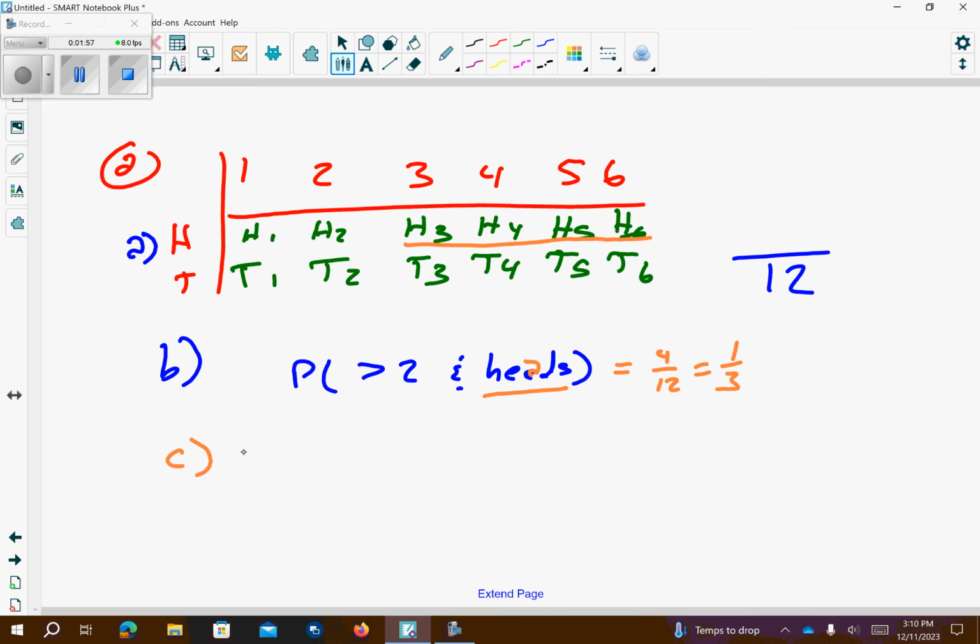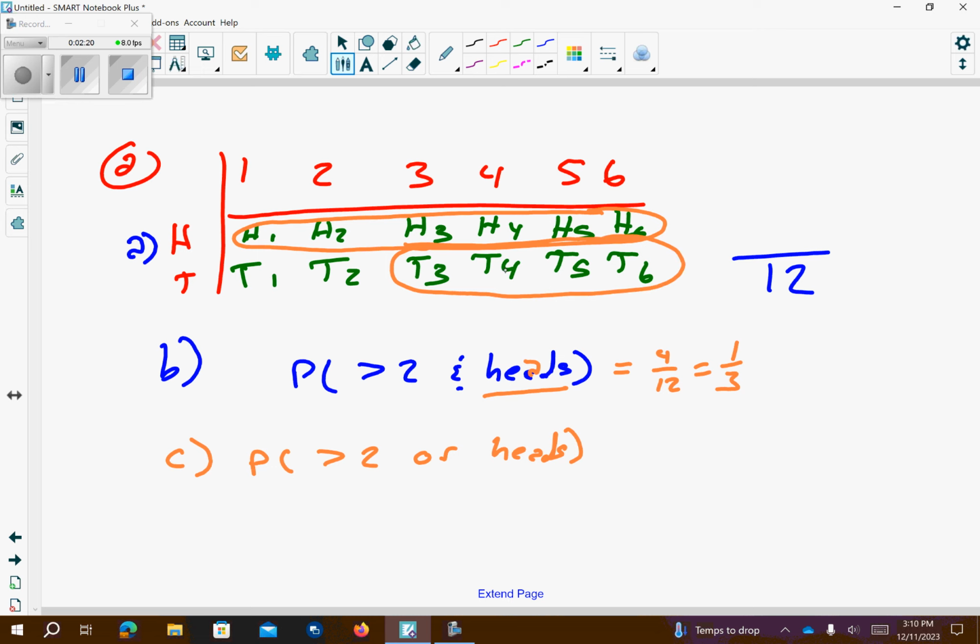Letter C, probability of rolling greater than 2 or a heads. Okay, now that we're using the word or, I have all of these events here, those are heads, and then greater than 2 or a heads. So I have these events as well, even though those are tails. 3, 4, 5, 6 are greater than 2. So you count them all up, there's 10 events out of 12, which reduces to 5 out of 6.